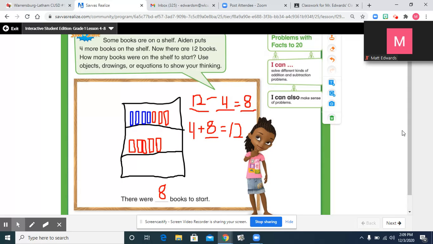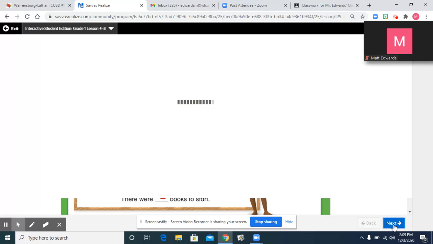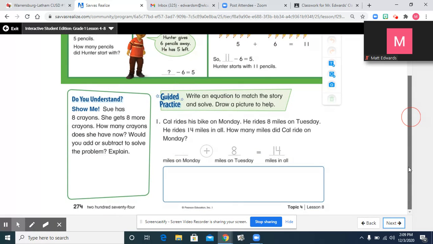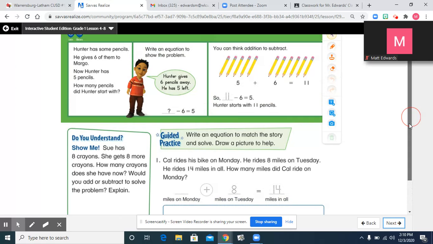All right, so there's many ways that you can solve a story problem. You can use any way that works for you. Okay, if you are done with that, please turn to the next page. Should be page 274. Now at the top is just showing you what they did in the video on how to solve the missing number for the story problem. So if you need to refer to that, just look at the top.